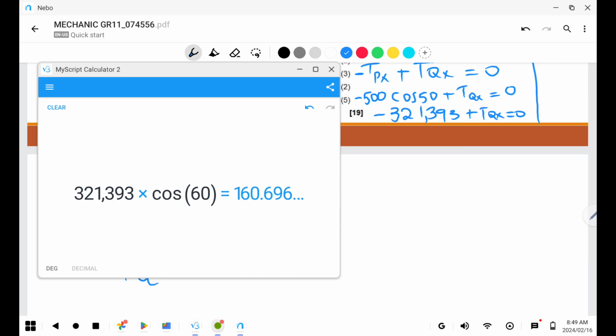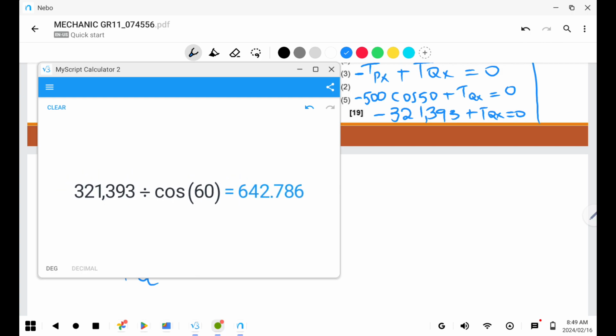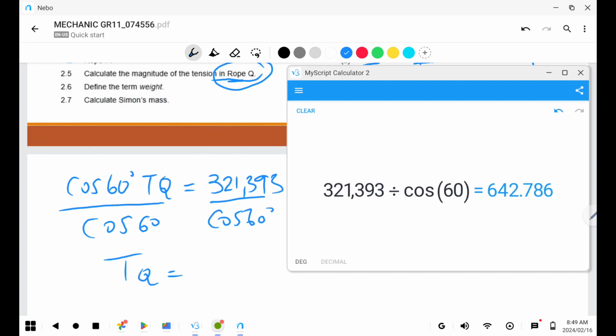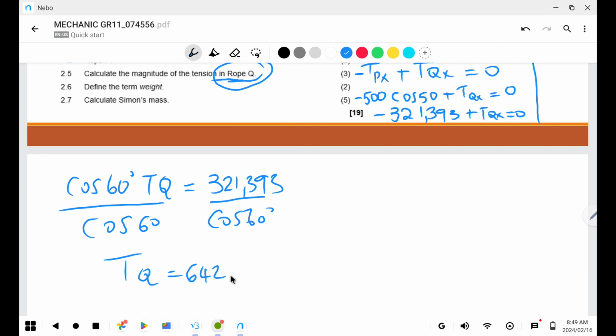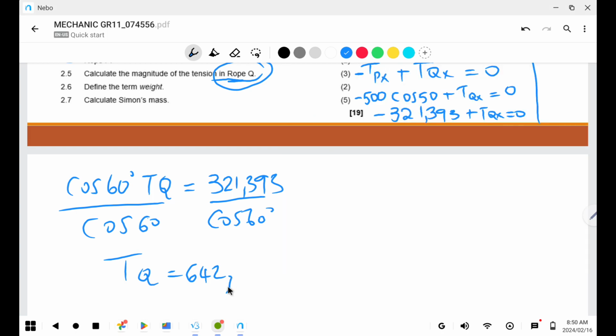I think I'm gonna, oh, it said multiply. This has to be divide by. Yeah, this is more like it. Now this answer I trust. 642,786 Newton. Okay, done.